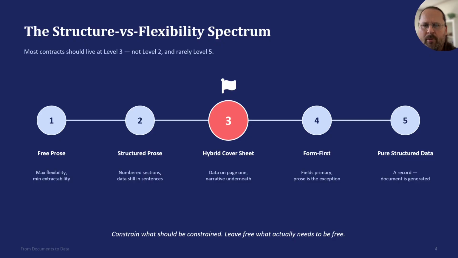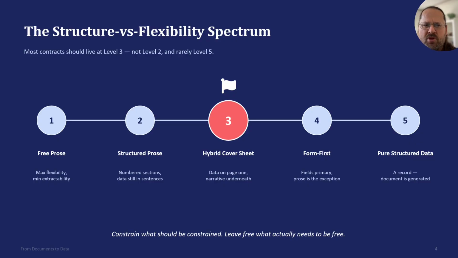Position 4 is form first. Here, the form isn't a cover page anymore. It is the primary document. Fields, checkboxes, drop-down menus with a finite set of options, structured tables for anything repeatable, like line items or milestone dates. Prose is now the exception, only appearing in specifically marked notes or special terms boxes, clearly bounded so everyone, human or machine, knows this box is where free text lives, and everything outside this box is structured.